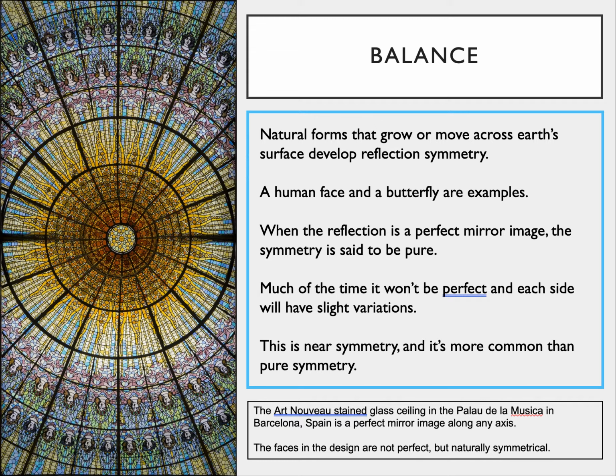Natural forms that grow or move across the Earth's surface develop reflection symmetry, such as a human face or a butterfly. When the reflection is a perfect mirror image, the image is said to be pure. Very few things are. They're almost all man-made. Because if you look at the left side of your face and then you look at the right side of your face, while they're symmetrical, they're not perfectly symmetrical. Most of the time, everything has some slight variation.